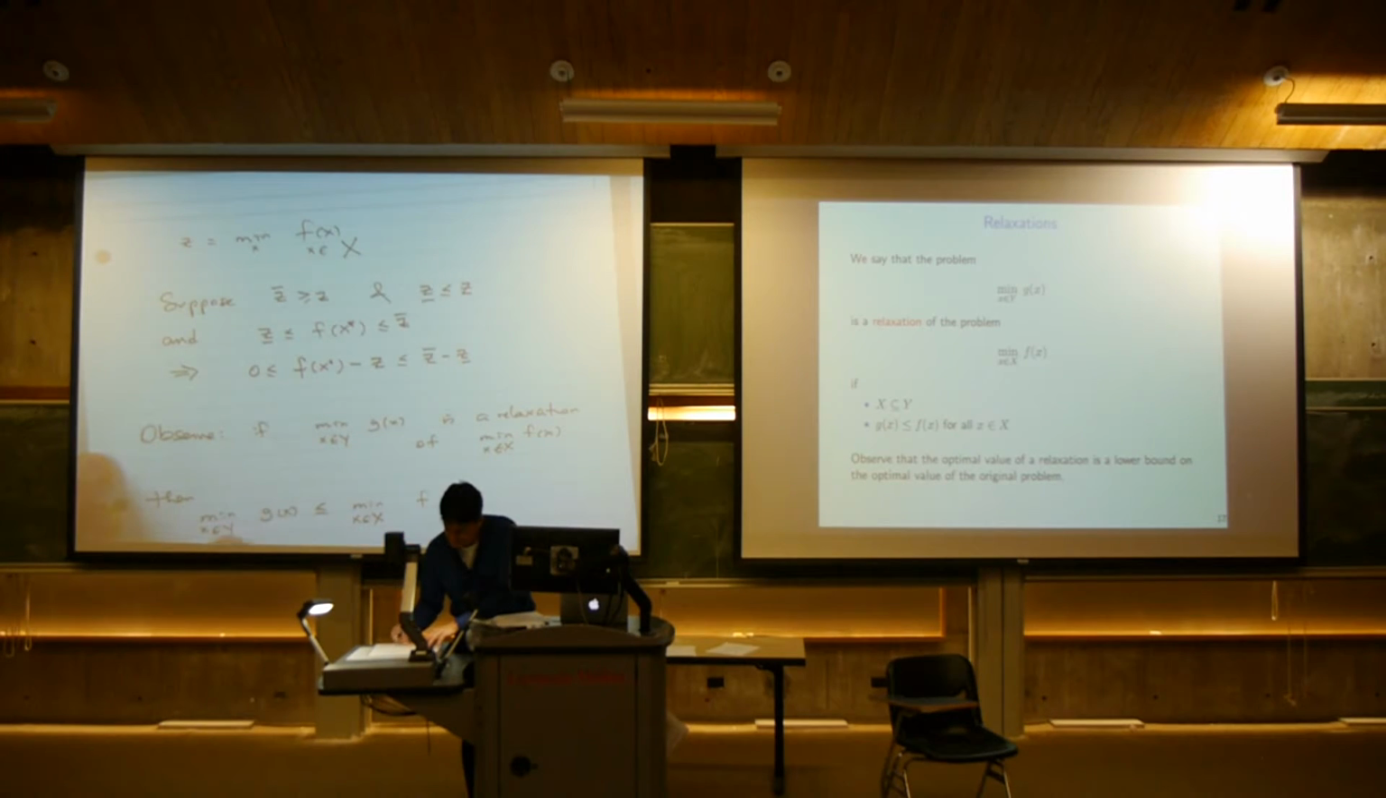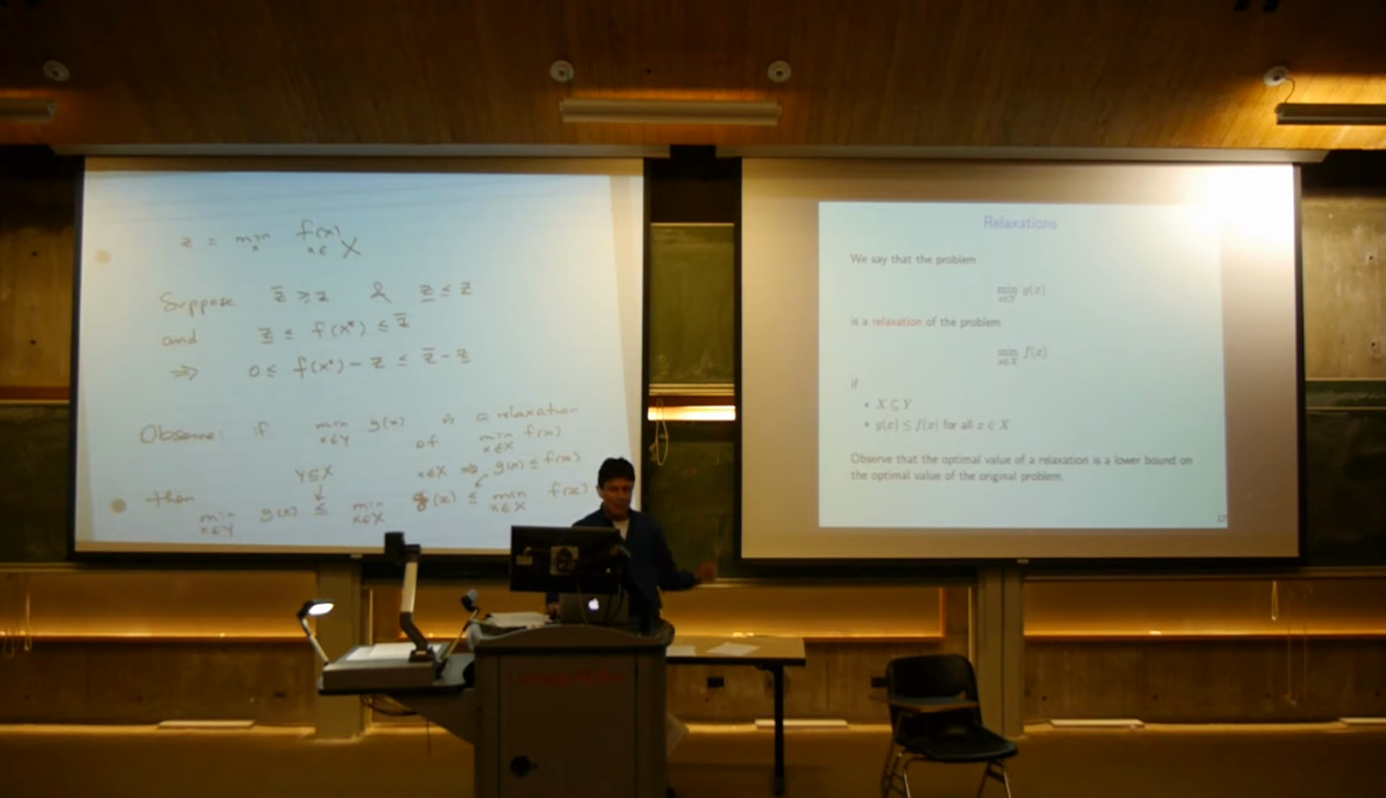First, replace Y with X. So this is min over x in X of G of x, right? And this happens because Y is included in X. And then this is less than or equal to min over x in X of F of x. And this is because G of x is less than or equal to F of x. So the relaxation naturally gives me a lower bound.